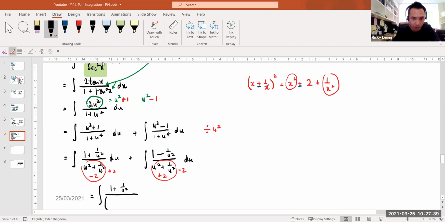Now, this perfect square becomes u minus 1 on u squared, just like I did up here when that's a minus. By adding in a minus in the middle, you get that plus 2 du, plus the integral of 1 minus 1 on u squared over u plus 1 on u squared minus 2 du.